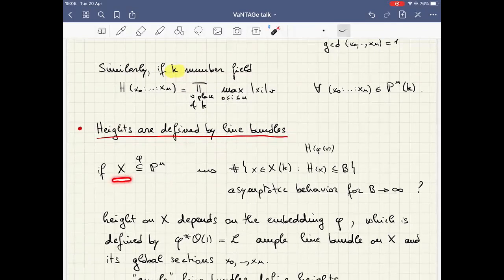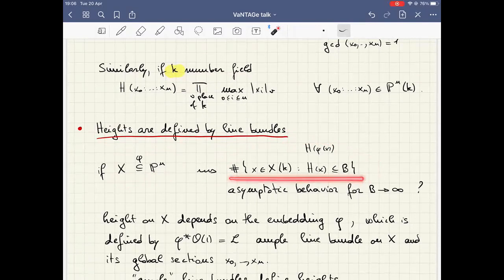If we take some variety X, for example inside some projective space, if it is a projective variety, then of course, instead of counting points of the projective space of bounded height, we can count just the points that lie inside of X. It's going to be a subset, so we still get a finite set. Great.